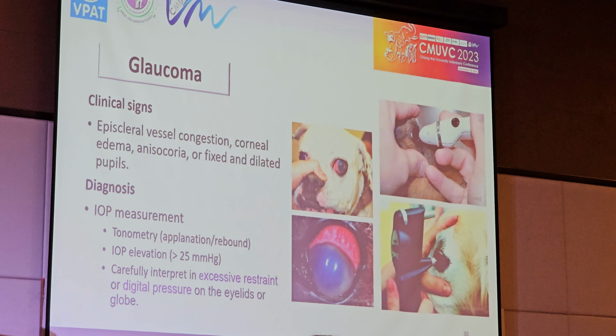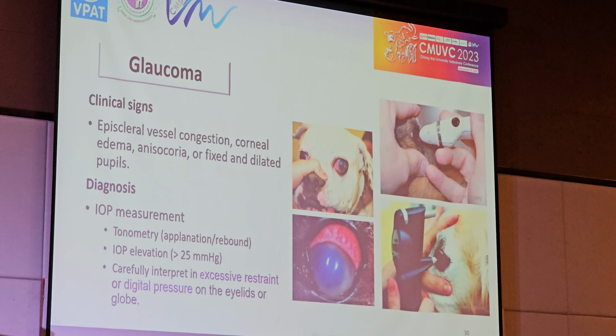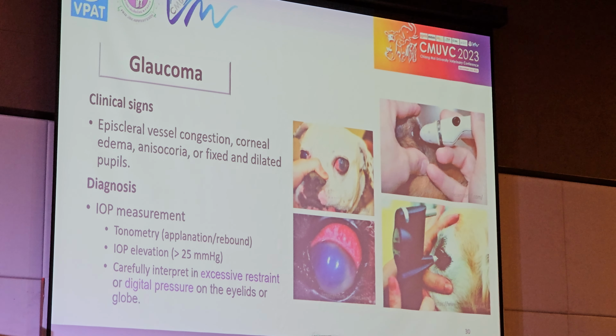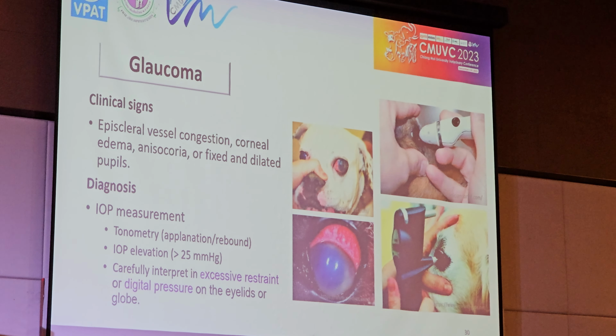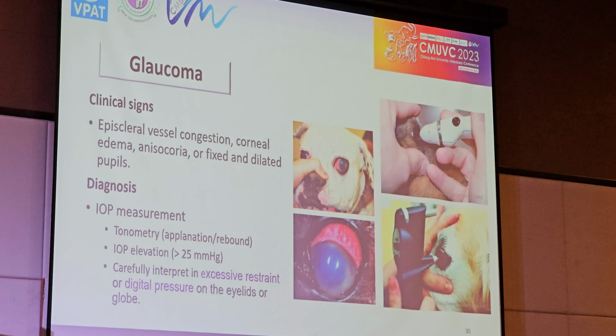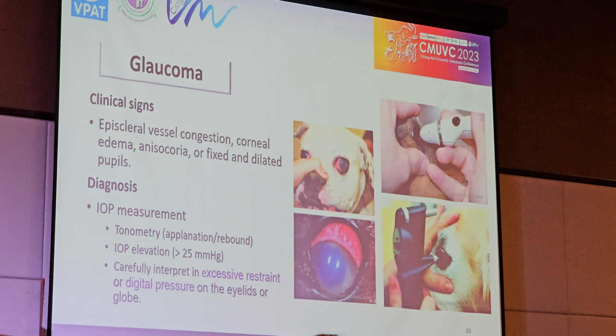Okay, so moving to the next ocular disease, which is glaucoma. The clinical signs include episcleral vessel congestion, corneal edema, anisocoria, or a fixed undilated pupil. The diagnosis can be performed by using tonometry to measure the intraocular pressure. An intraocular pressure elevation of more than 25 millimeters of mercury with clinical signs presenting is considered glaucoma.